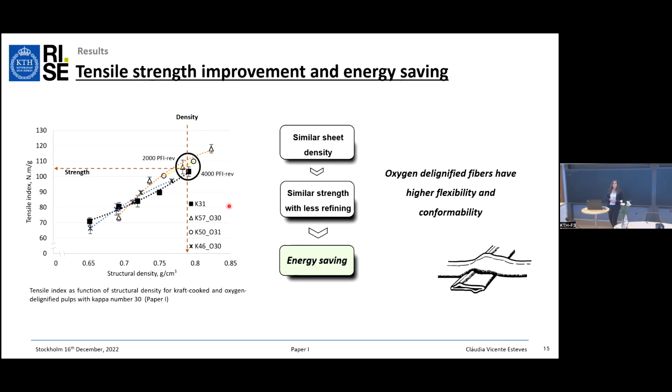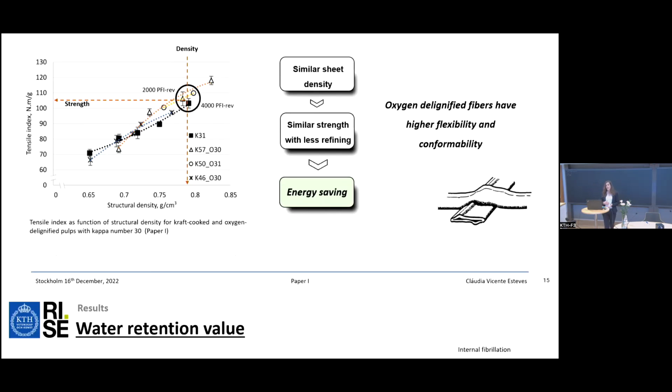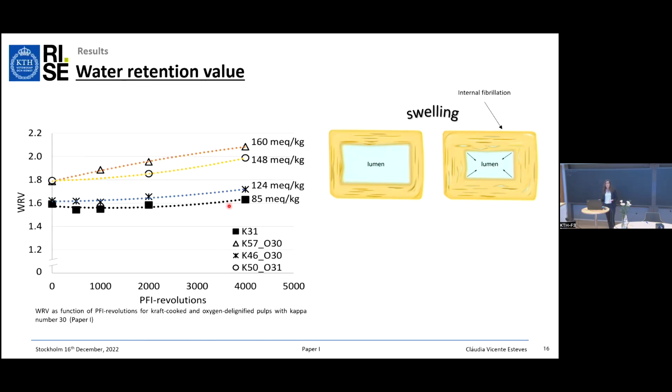This means that oxygen lignified fibers have higher flexibility and conformability. That's why we get higher density without the need of so much refining. And this is also extremely related to the fiber swelling, and the fiber swelling can be seen as the water retention value in this graph. You have the water retention value here, the PFI revolutions here, that also tends to increase with the mechanical treatment. And these are the total fiber charge. So the higher the fiber charges, the higher will be the fiber swelling.